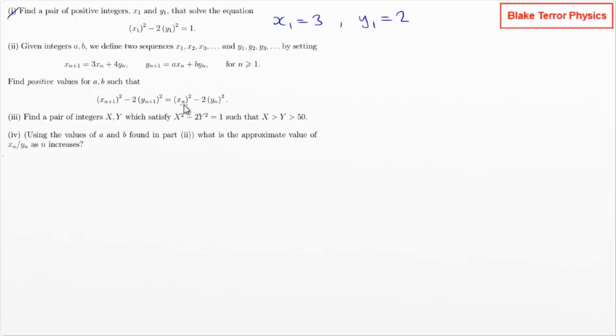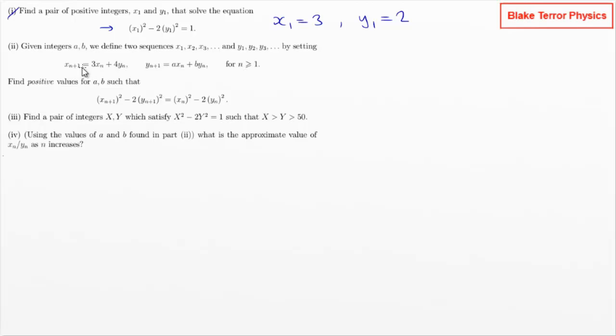Given integers a and b, we define two sequences, x1, x2, x3, etc., and y1, y2, y3, etc., by setting xn plus 1 is 3xn plus 4yn, etc., for n greater than or equal to 1. Find positive values of a and b such that this holds. So this is the same thing that we got on the left-hand side there. And the temptation is to put 3 and 2 in for x1 and y1 and see what happens. But let's try doing this slightly more rigorously. Maybe I'll do that afterwards.